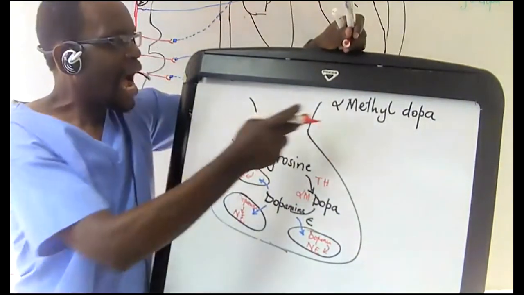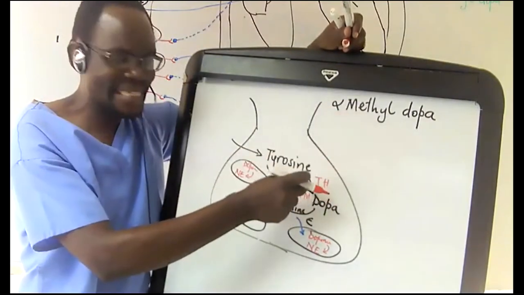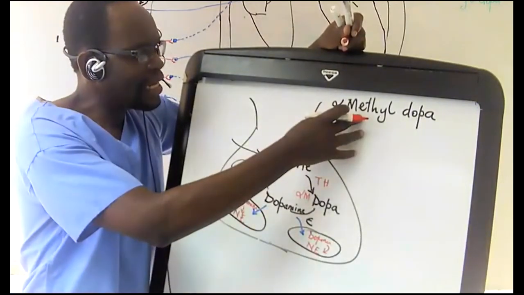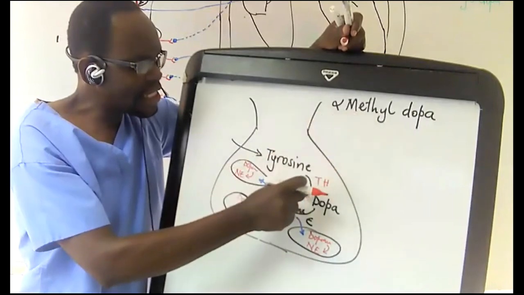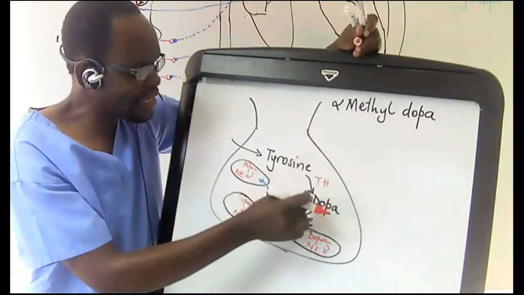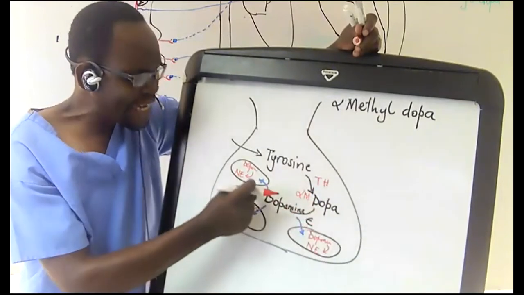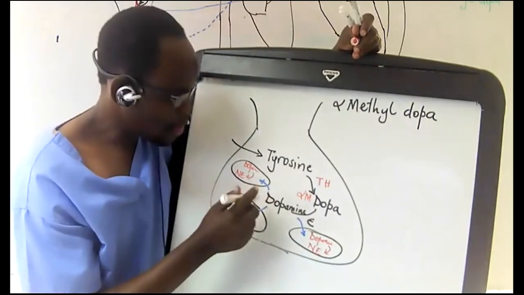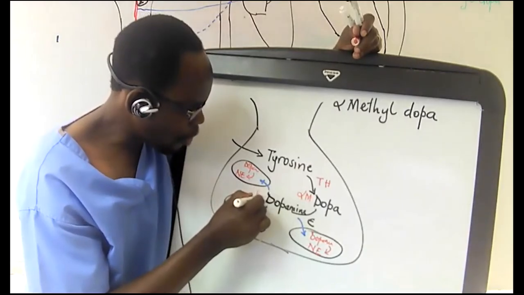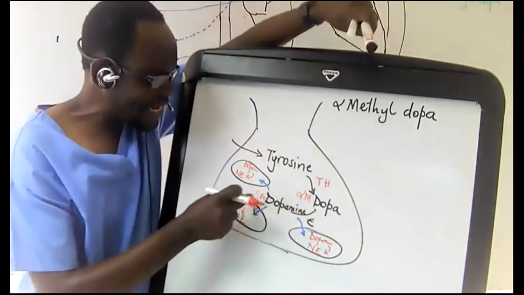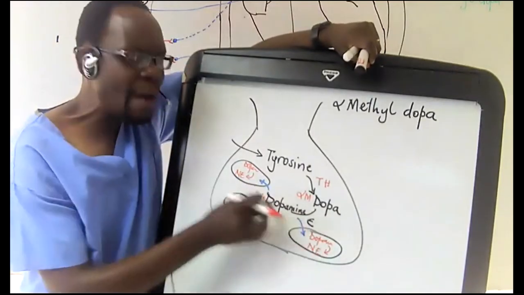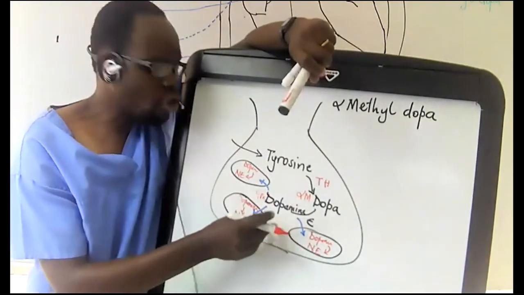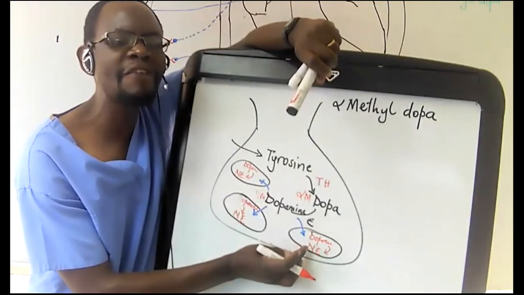I'm saying that when alpha methyl DOPA is given, it acts at this point, but it goes through these stages. It starts at this point, and then it is converted into alpha methylated dopamine. Once it is converted into alpha methylated dopamine, it is pumped into the vesicles, and then it is converted into alpha methylated norepinephrine.